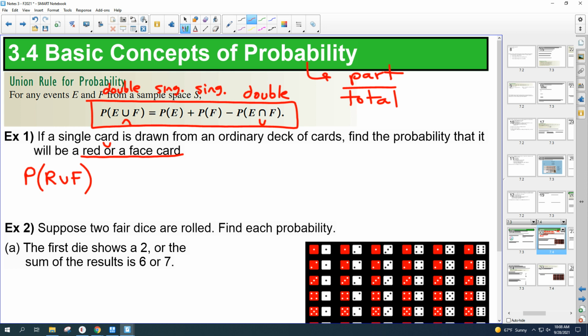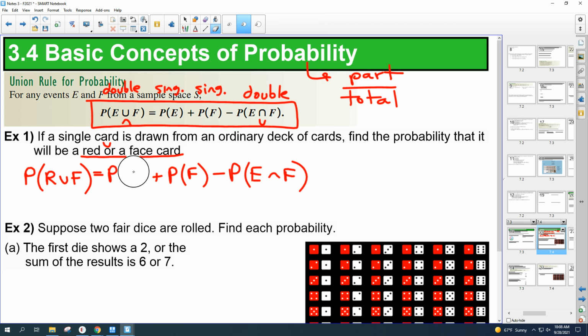But we can use this union rule and set it up as a single plus a single minus the opposite double. And what I mean by that is if we're looking for union, the opposite double would be the intersection, like that. And so to answer this question, you have to know some stuff about cards. Why did I put an E there? That's not supposed to be an E. That's supposed to be an R, sorry.